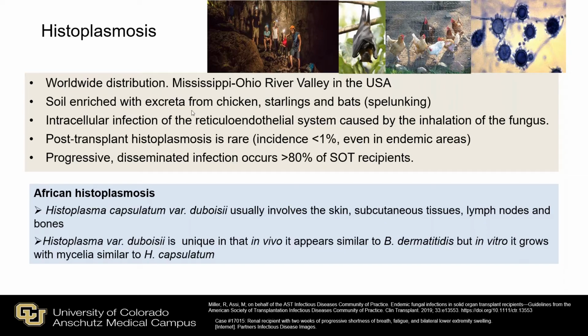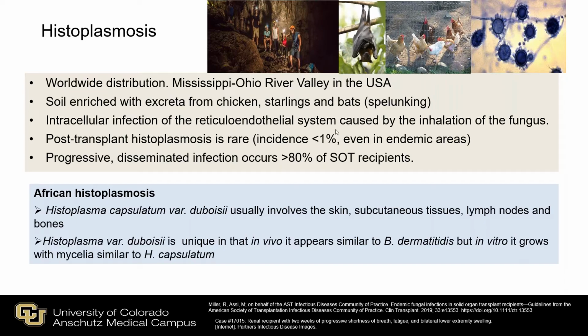It's present in soil enriched with excreta from chickens, starlings, and birds, especially bats. So if somebody cleans a chicken coop, they can get exposed to Histoplasma. And there are people whose hobby is exploring caves, called spelunking, and so they are at higher risk for encountering bat excreta, which often contains spores of Histoplasma.